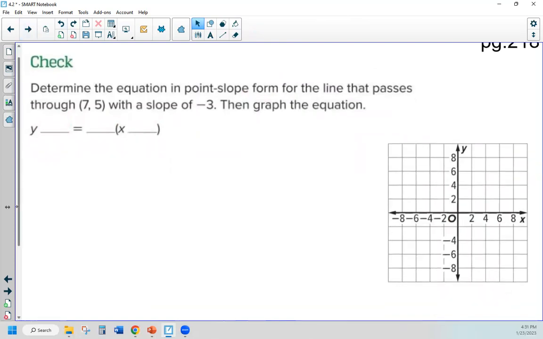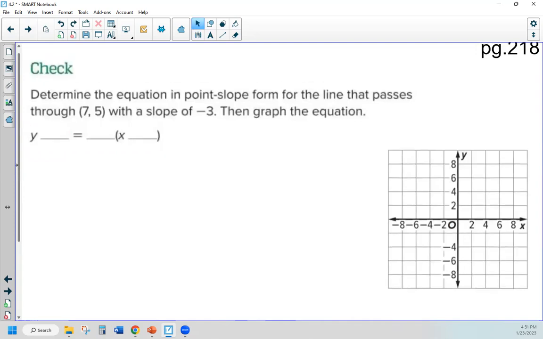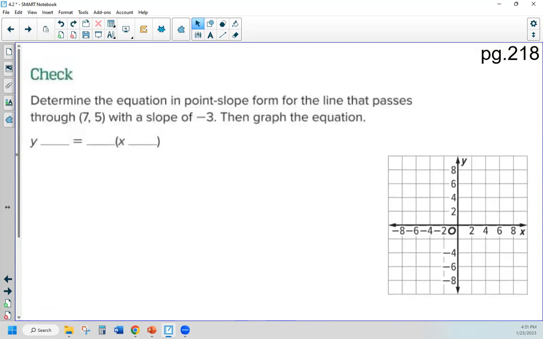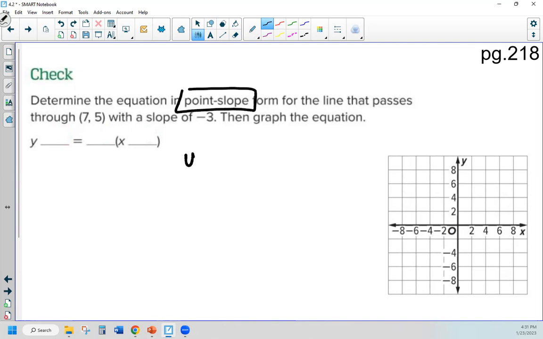All right, so let's go ahead and do a check problem. Notice, once again, the problems and the page numbers that we're working on. I'm going to be jumping from example problems to practice problems. All right, determine the equation in point slope form for the line that passes through. Okay, so the first thing I'm going to tell myself is, this is the form that I'm working with: y minus y1 equals slope times x minus x1.